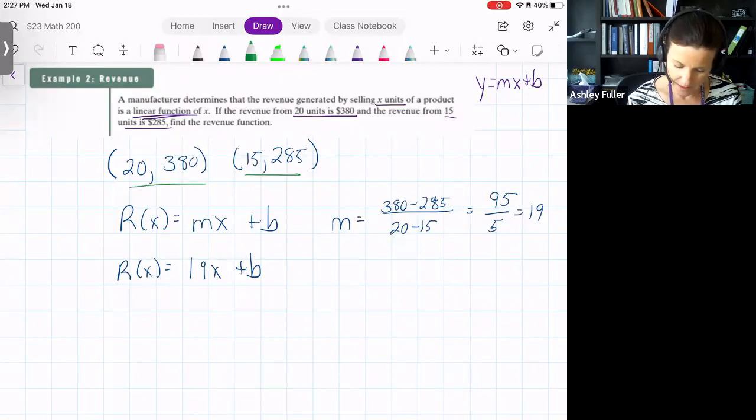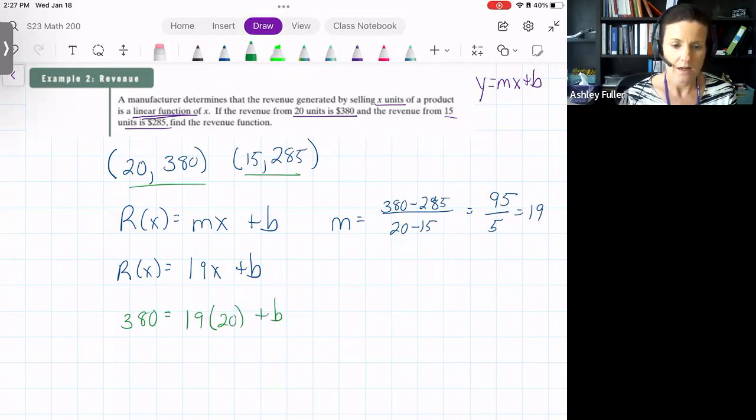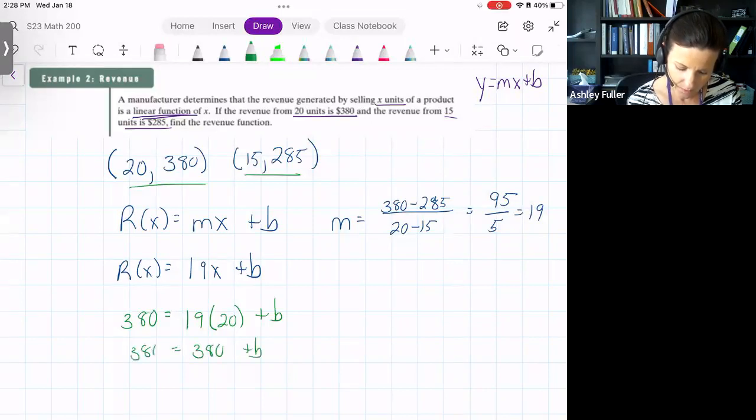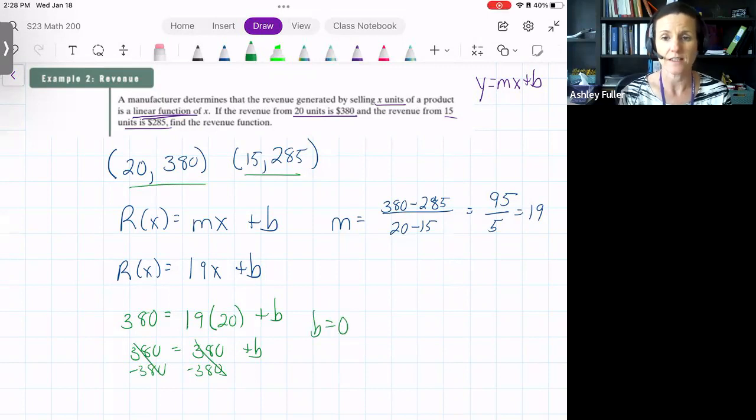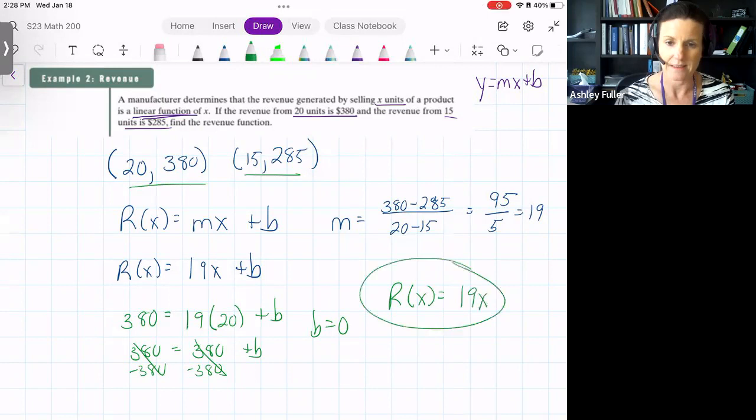If I plug in 380 for y, I get 19 times 20 plus b. 19 times 20 is also 380. And when I subtract 380 from both sides, notice that my intercept is 0, which makes sense, because if I don't manufacture x units, it's not going to make me any revenue. So my revenue function is simply 19x.